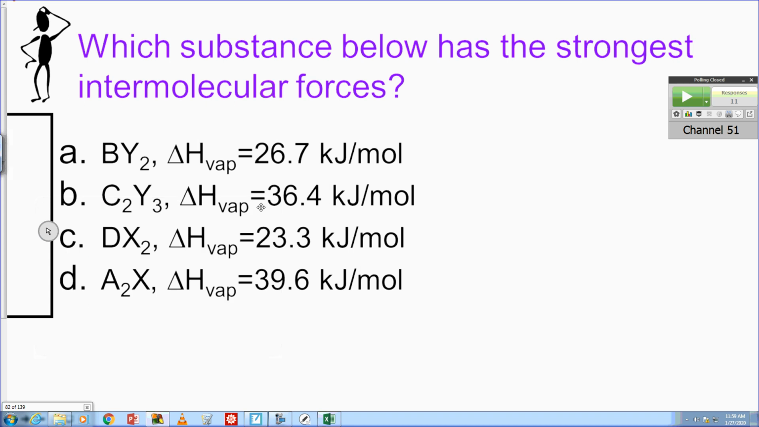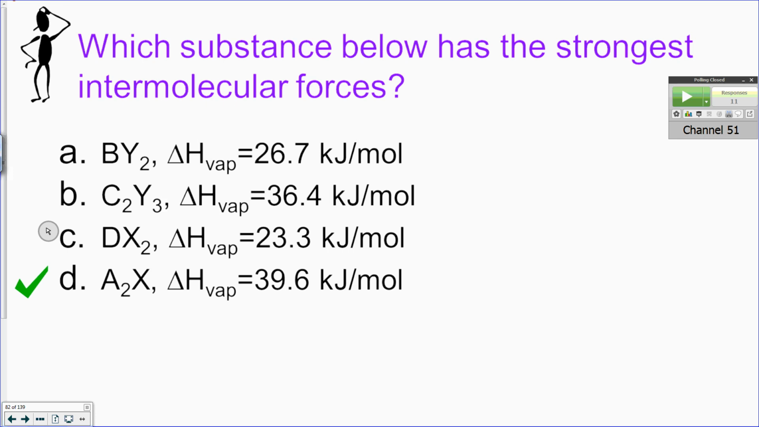D was the most prevalent answer. So the one with the strongest intermolecular forces, most of you said it was choice D, which was the largest. If we look at it, that's the correct answer. So the one with the highest intermolecular forces is the one that has the highest molar heat of vaporization, delta H. Okay, question on that? And the opposite is going to be true. If it's the weakest intermolecular forces, it would have been the one that was the lowest, choice C. Right. Okay, so you'll probably see a question like that either on the final exam or the exam 1 that's coming up.